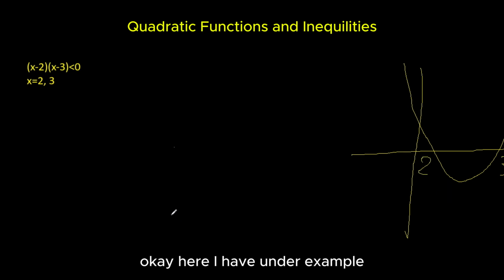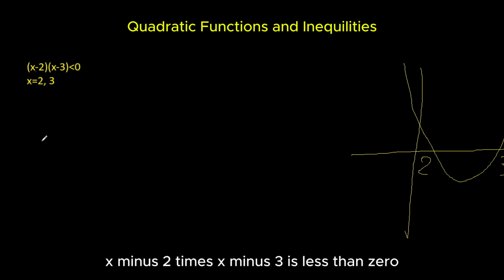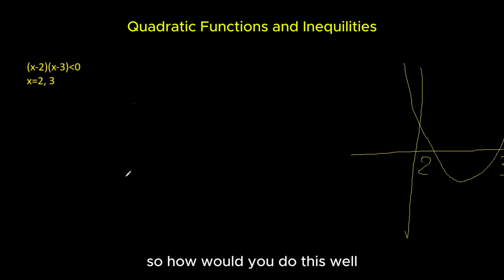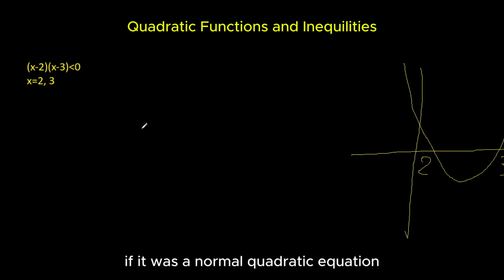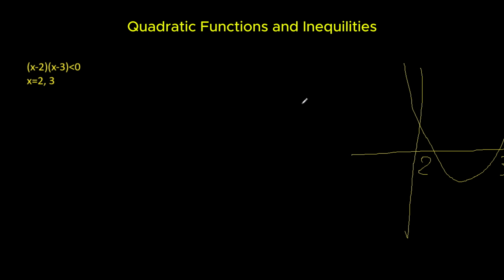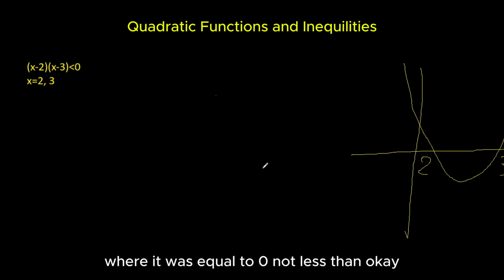Okay, here I have another example. It's basically the same thing, but we use the less than sign. X minus 2 times x minus 3 is less than 0. So how would you do this? Well, you would start off the same way. You would divide both sides by each term and you would get x equals 2 or 3 if it was a normal quadratic equation where it was equal to 0, not less than.